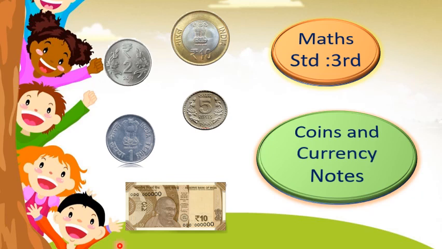Coins. The shape and size of coins are changed from time to time. Nowadays, the coins of 10 paisa, 20 paise and 50 paise are not in use. The coins of 1 rupee, 2 rupee, 5 rupees and 10 rupee denominations are mostly in use, isn't it?